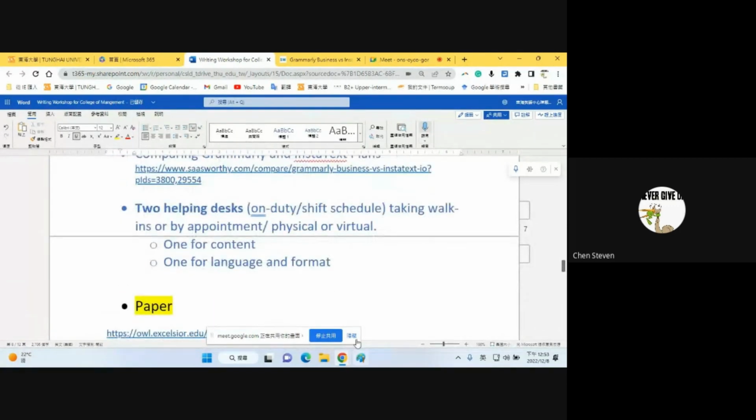And then, very important, I guess we should have 2 helping desks on duty, with a shift schedule, taking walk-ins or appointments. It could be physical or virtual. You understand what I'm saying? 我觉得应该有2个窗口，可以是网上的，也可以是有人来驻点的，OK？那一个呢，可能就管说，比如说是企管行销的内容，他只管内容，另外一个人是管语言跟他的格式。我觉得可能要一点分工。那谁要来值班呢？Who is to man the booth？谁要来站岗呢？Well, that is another question. I am not going to think about it right now, but certainly not me.